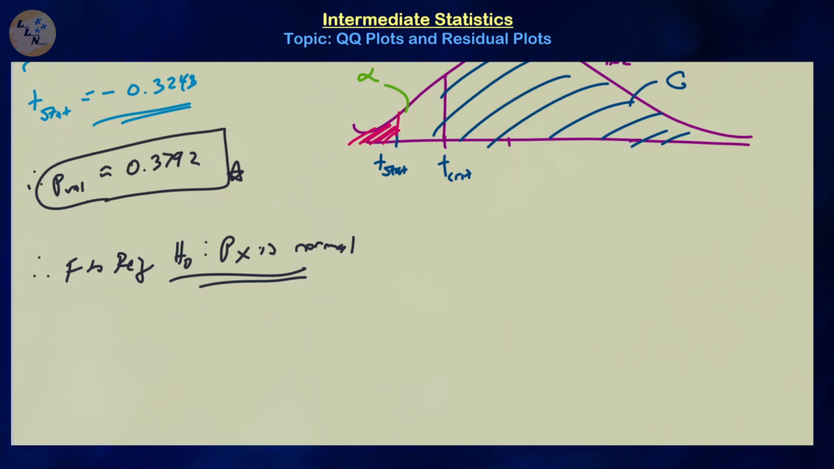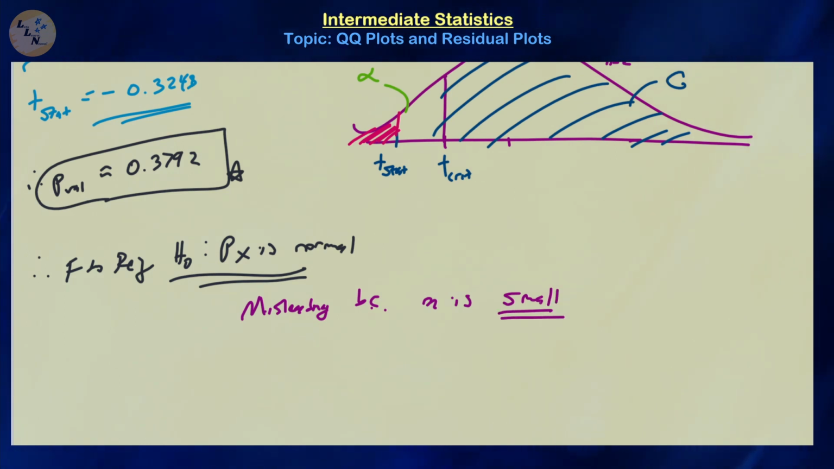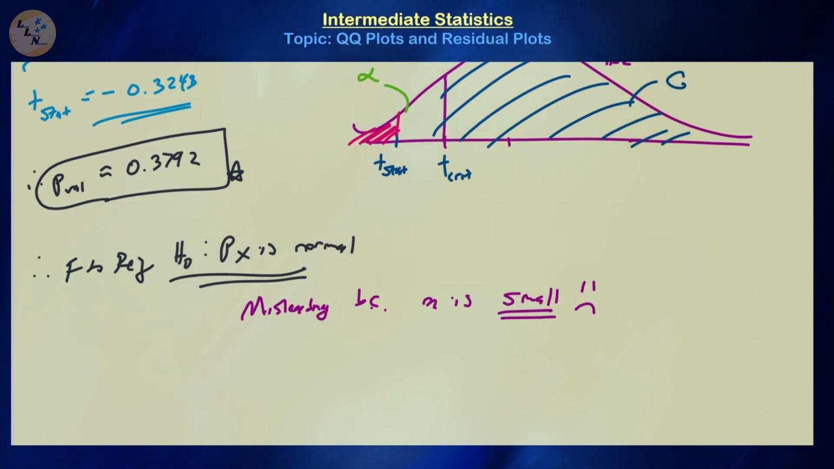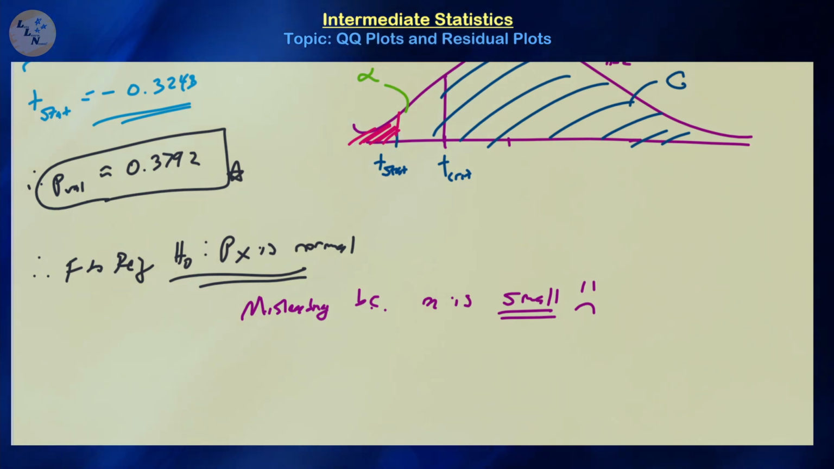So why is that the case? Because this is misleading because n is small. Right? So if your n is small, I highly recommend just looking at the quantile-quantile plot and not going through a formal hypothesis test, because the hypothesis test is usually going to give you misleading results when your sample size n is significantly small.